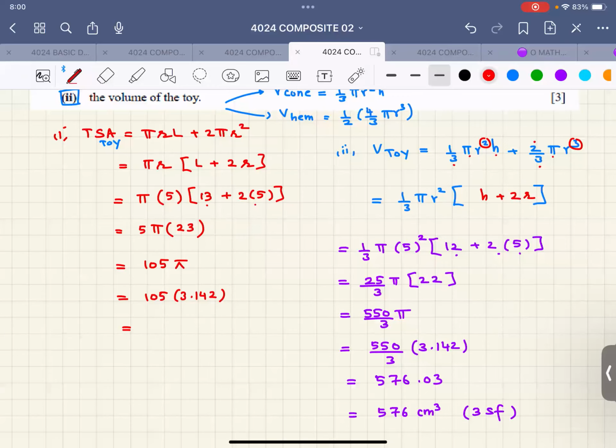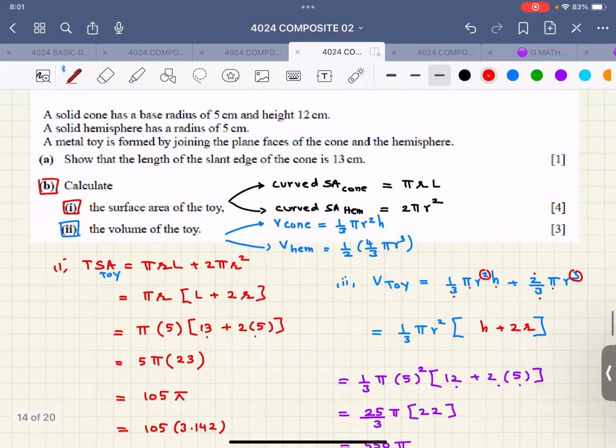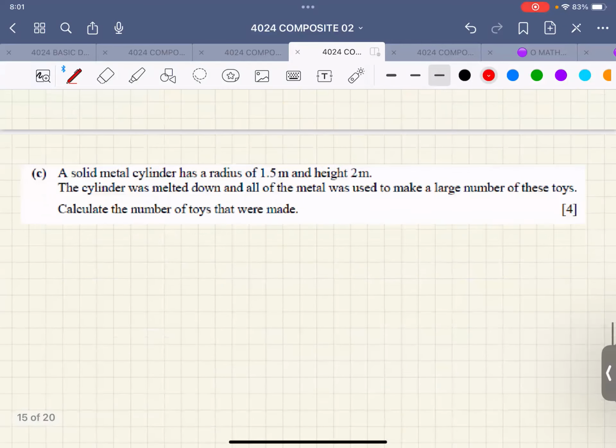Over here, 105 into 3.142. I'm working for the volume. This is 329.91 centimeters square. And therefore, this is 330 centimeters square, again correct to 3 significant figures. Make a habit of writing this thing. So that's the surface area. That's the volume. These two things are done.